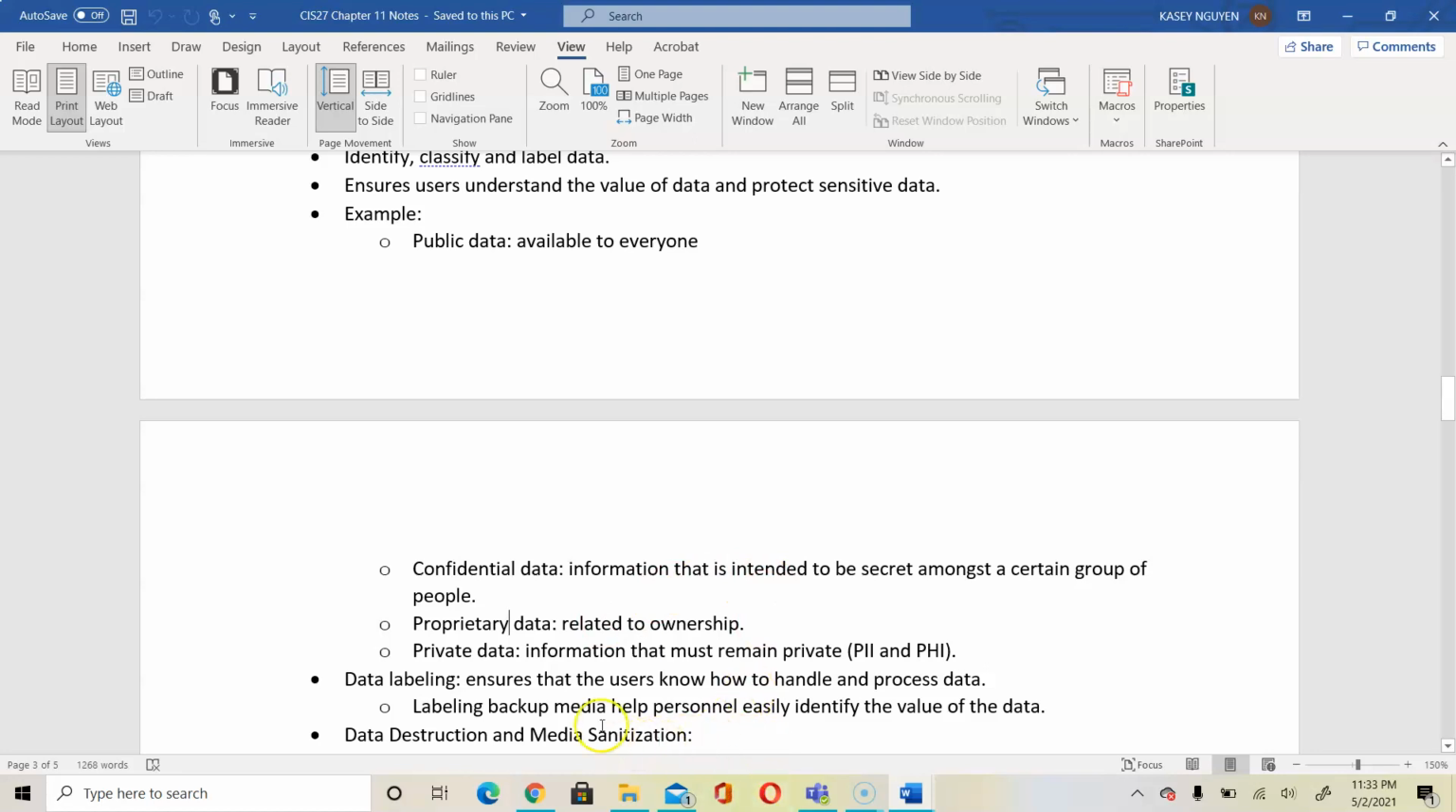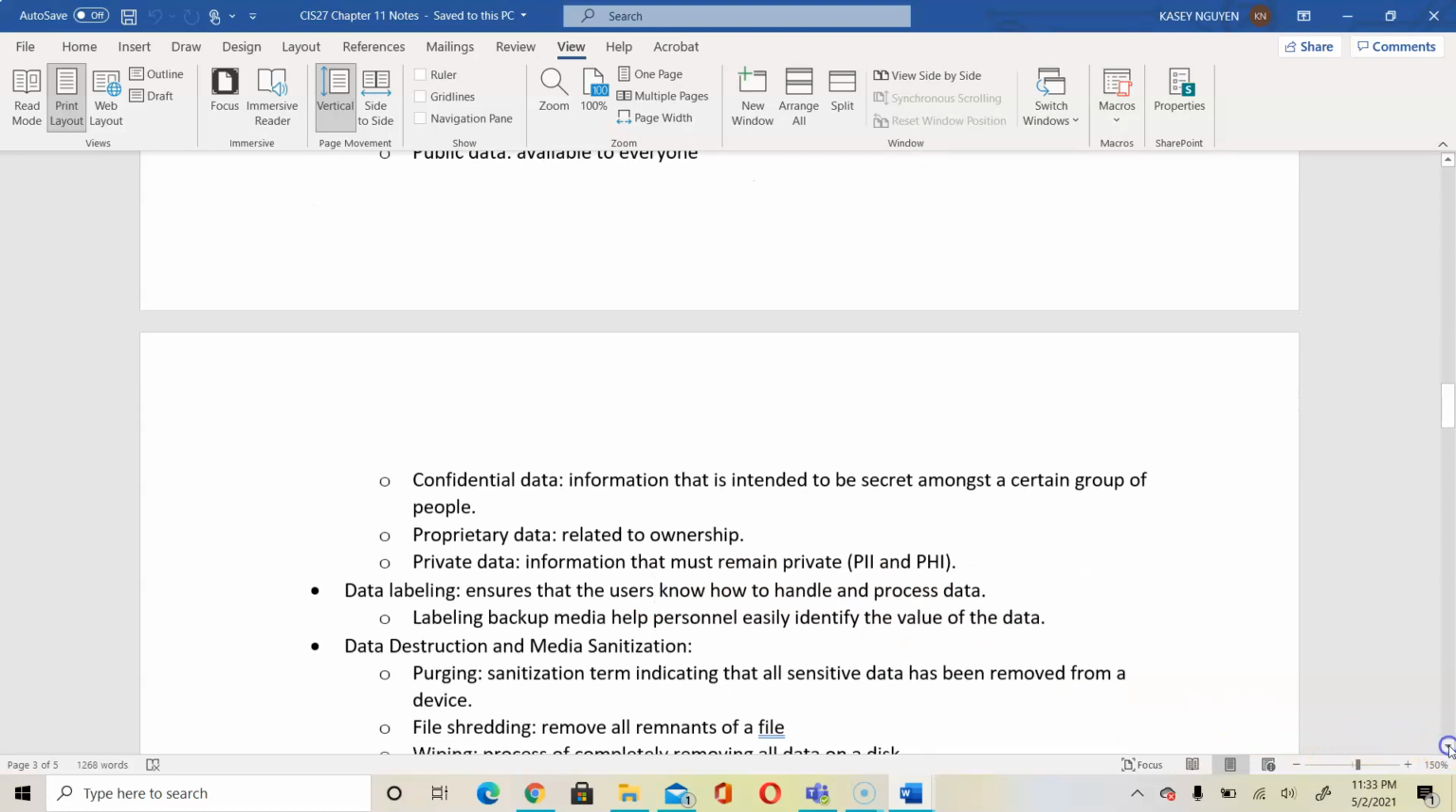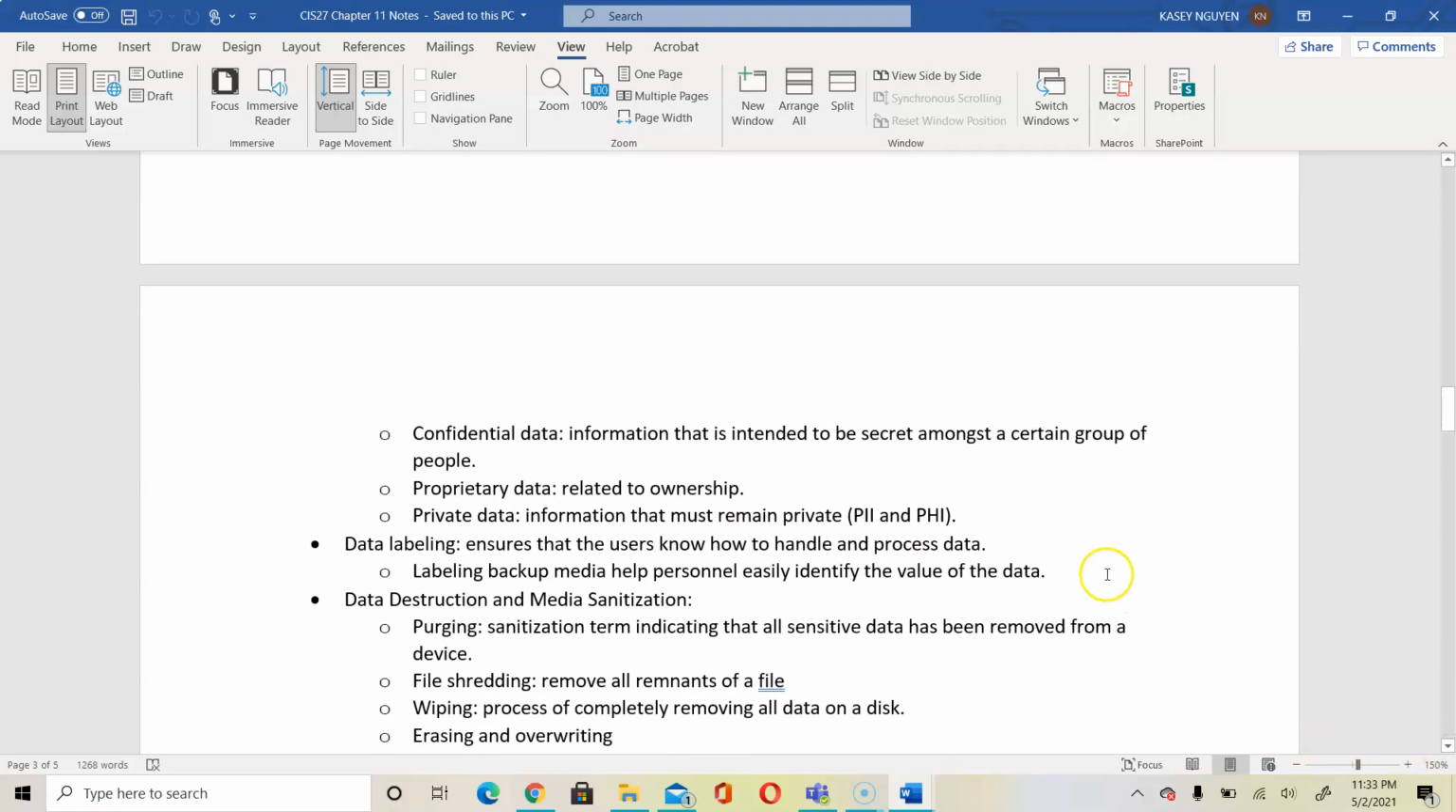And data labeling ensures the user knows how to handle and process the data. So we would then label it for specific use. And labeling would help backup media because the people who are performing the backup can quickly identify the value of the data and where that data will be stored.